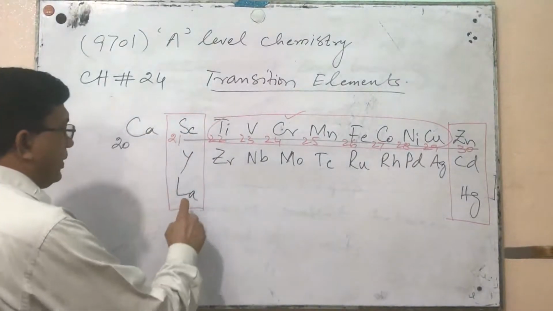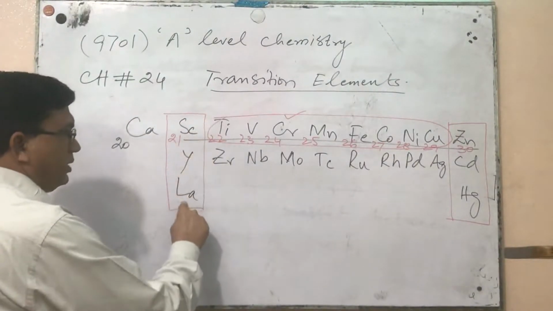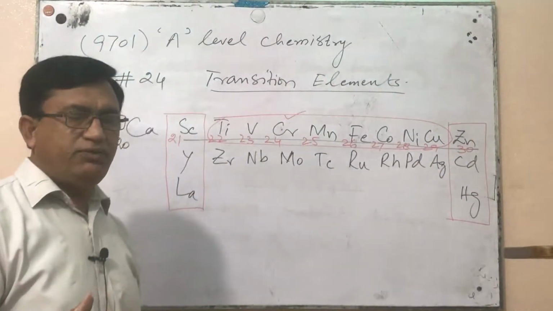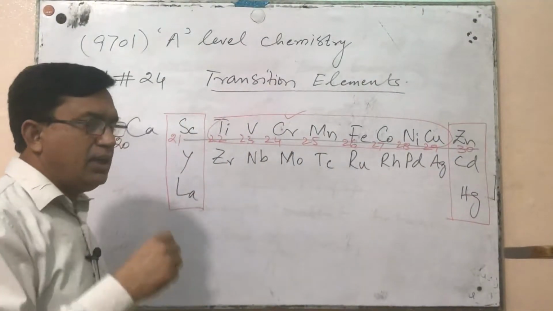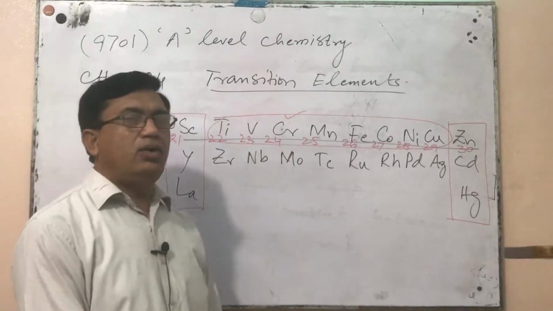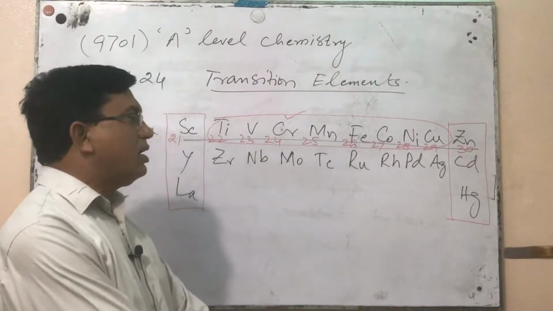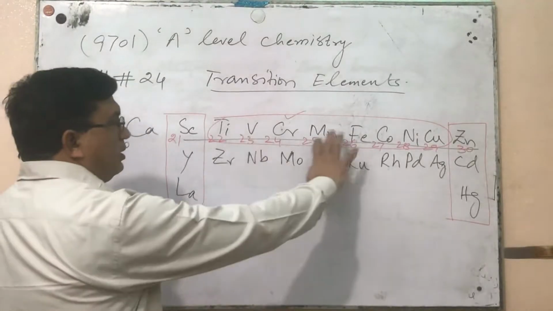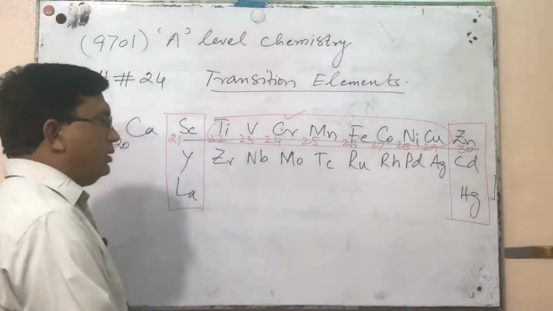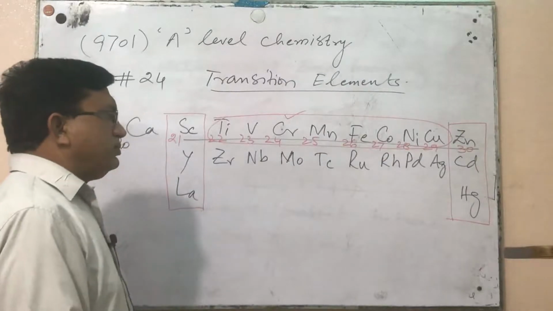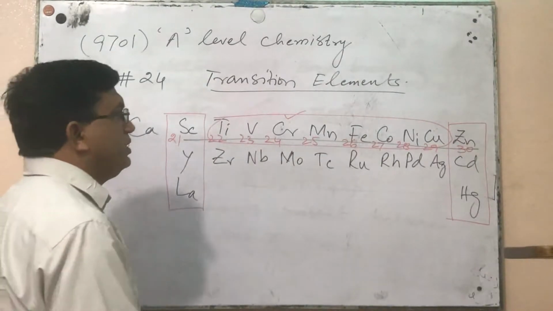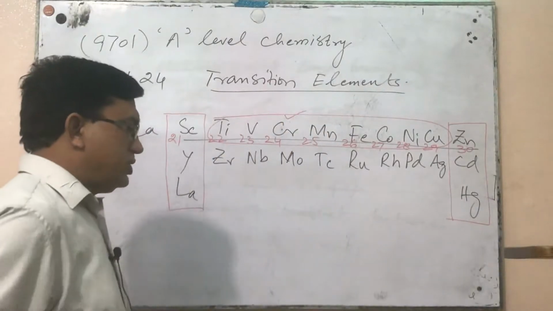The reason is that in scandium, yttrium, lanthanum, and in zinc, cadmium, mercury, there is no partially filled d orbital present in any cation. They are called non-typical transition elements. While for all other elements, one or more of their ions contain partially filled d orbitals. That's why these are called typical transition elements.